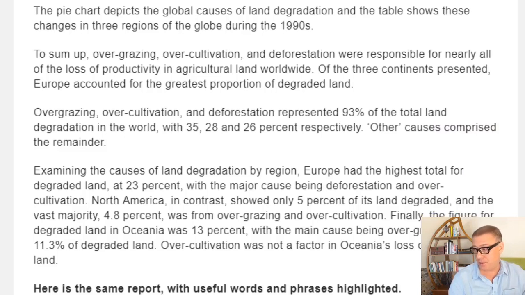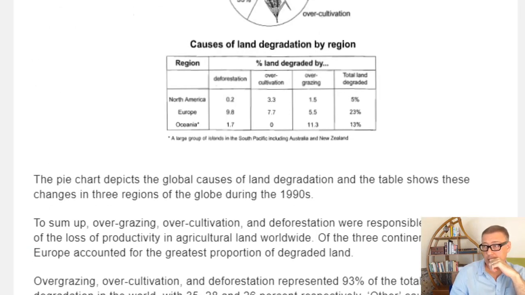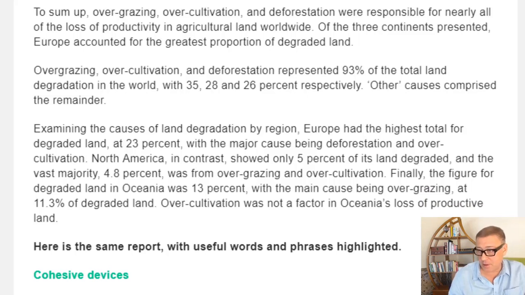We go to examining the causes of land degradation by region. Europe had the highest total for degraded land at 23%, with the major causes being deforestation and overcultivation. So if we look at Europe here, deforestation is 9.8, overcultivation is 7.7, so that makes up most of it. So I've decided to focus on the main causes here, which is fine.